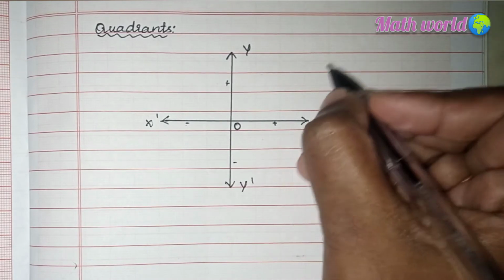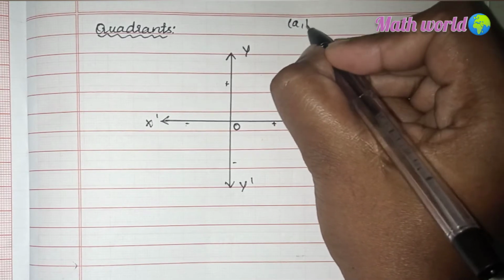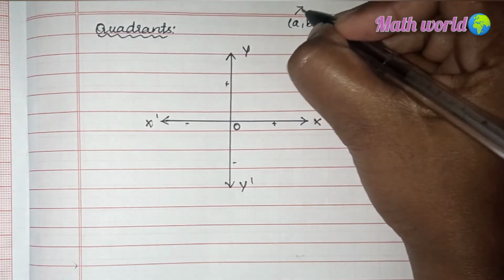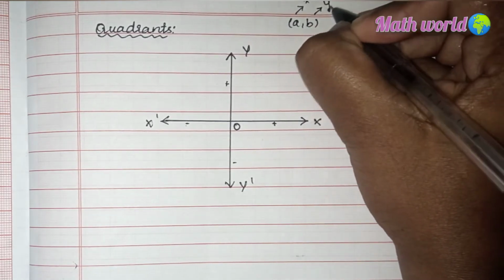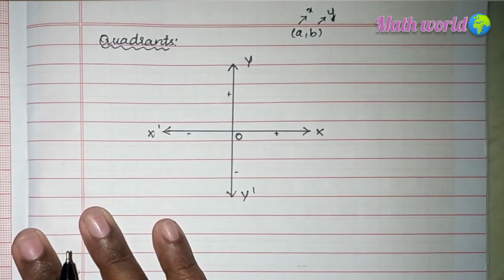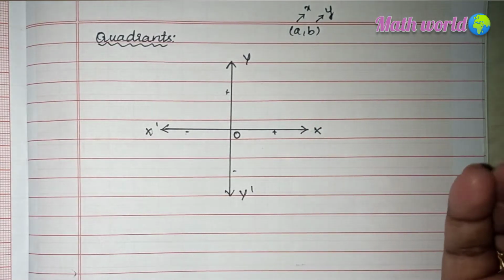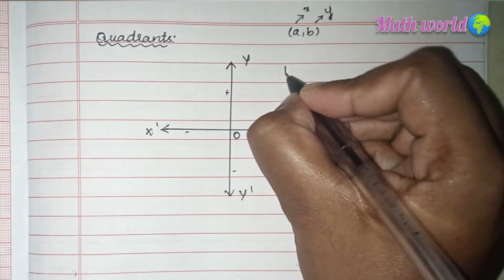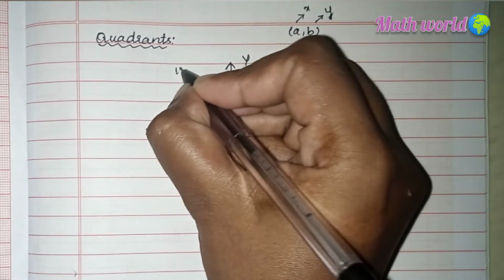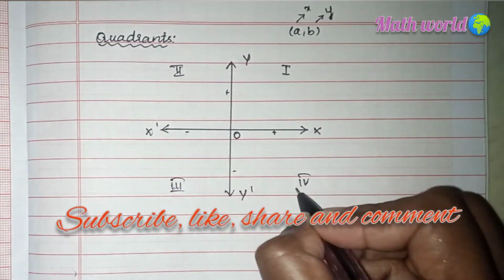First, we always take the point. Suppose I mention the point A comma B, A should be from X, B should be from Y. This is most common. So this is the first quadrant, this is the second quadrant, this is the third quadrant, this is the fourth quadrant.